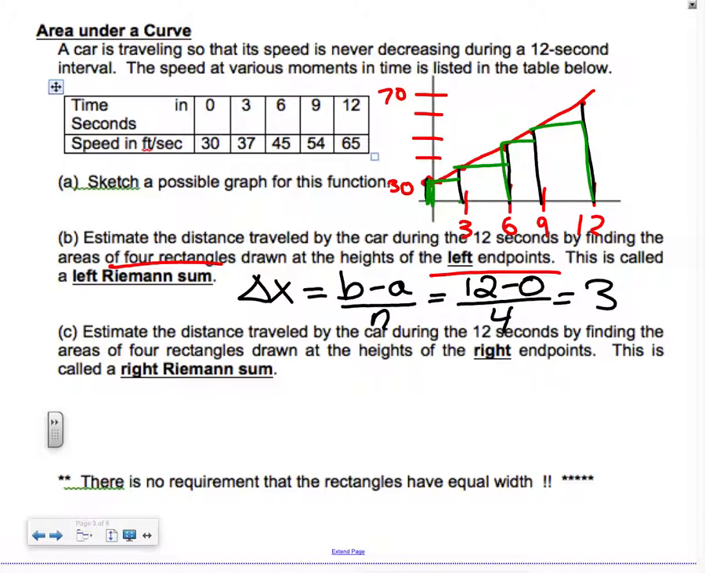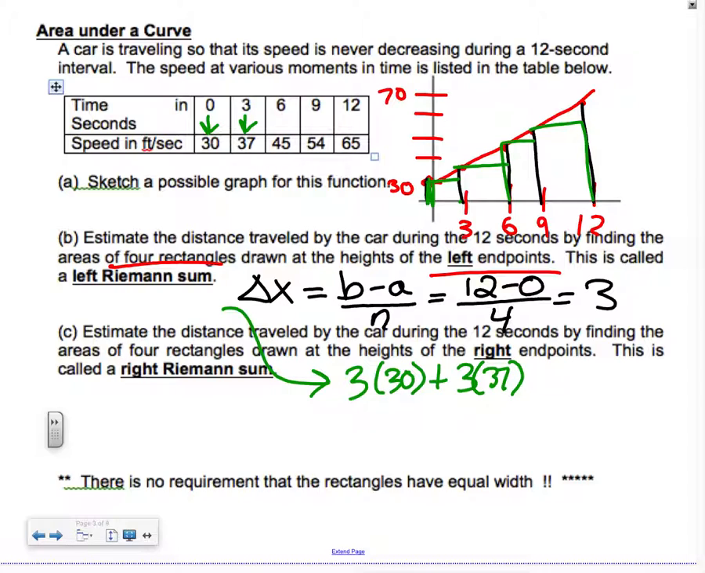So estimate the distance. The distance traveled is basically the area under this curve. And so what I'm going to do is find the area of all the rectangles and add them up. So the width of the first rectangle is 3. The height would be f of 0, which is 30. The second rectangle, from 3 to 6, has a width of 3, and the height is f of 3, so it would be 37.